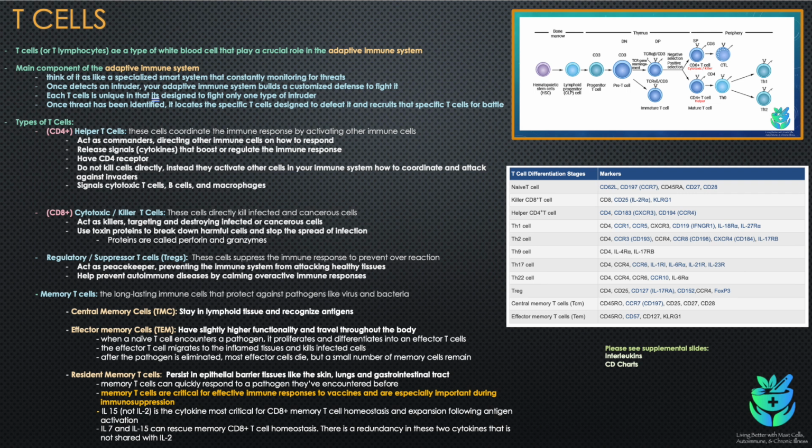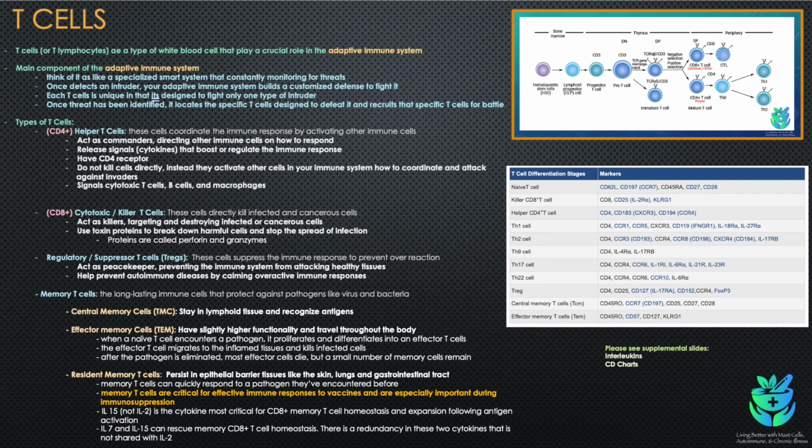Memory T cells is another type of T cell, and they are long-lasting immune cells that protect against pathogens like virus and bacteria. And we're talking years, possibly decades. Okay, there's 3 types of memory cells, and this is all we're going to discuss about them, but there's the central memory cells, the effector memory cells, and the resident memory cells. The central memory cells stay in the lymphoid tissue and recognize antigens. The effector memory cells have slightly higher functionality and travel through the body.